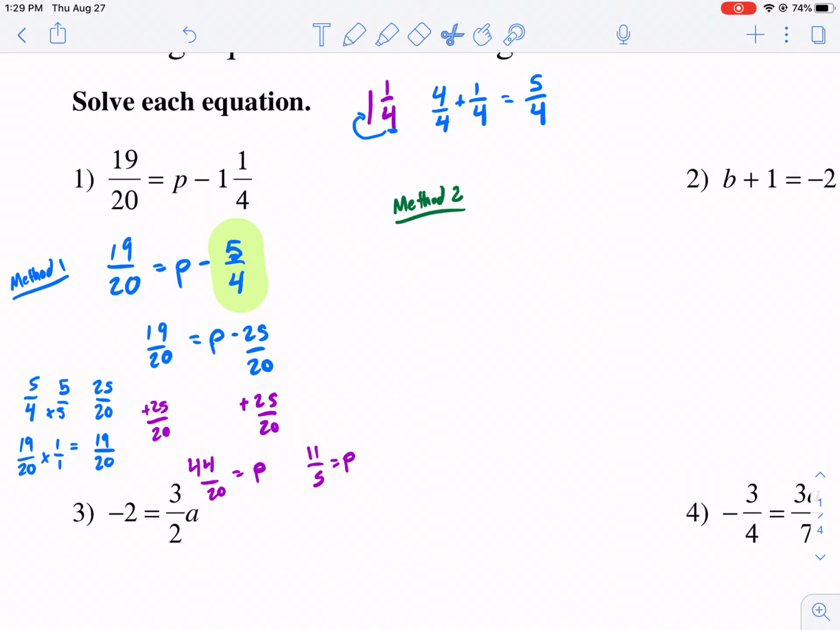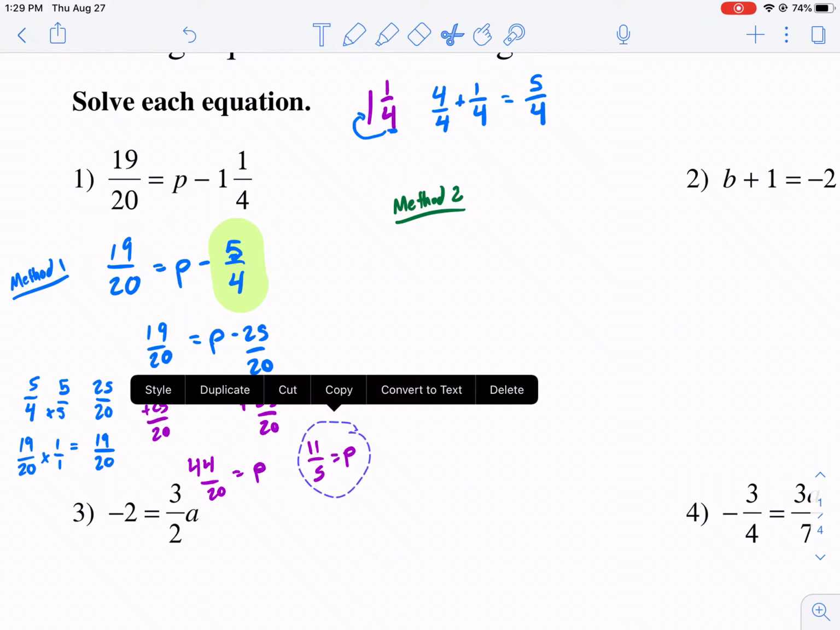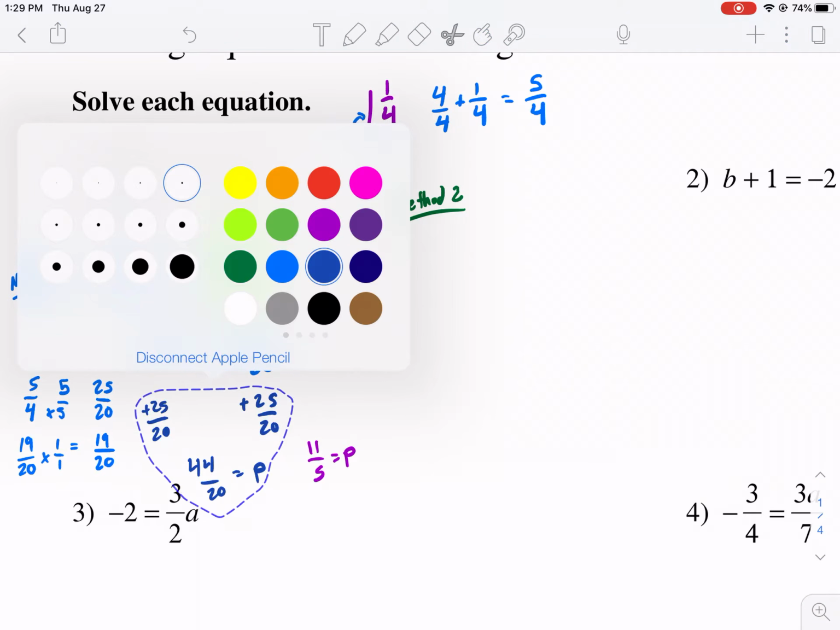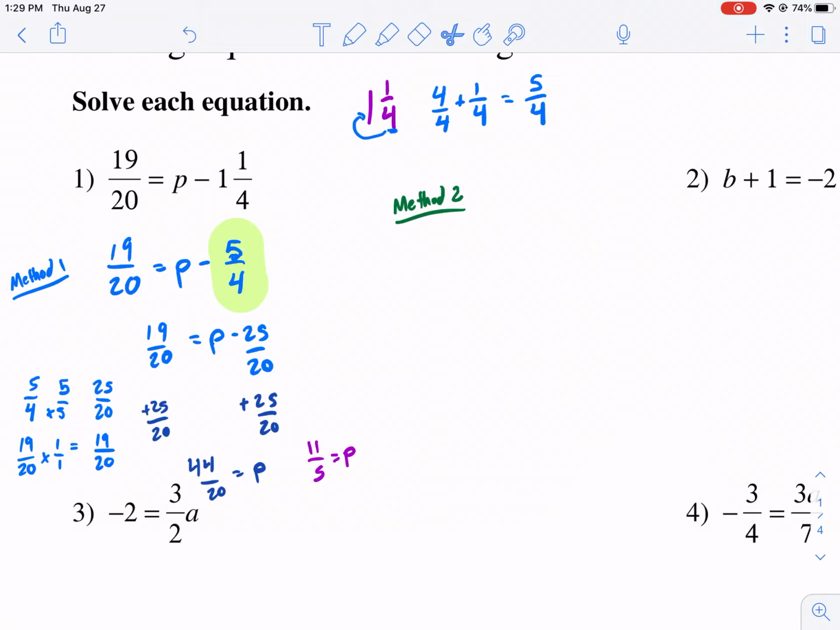Method 2, in my opinion, is a little bit easier. Let's see if we get the same thing. Actually, I'm going to keep this blue just so you can see the difference in the methods. So I'll make that dark blue, and then 11/5. Now, method 2. This is my preferred method. And what you do here is you take 19/20 equals P minus 5/4.